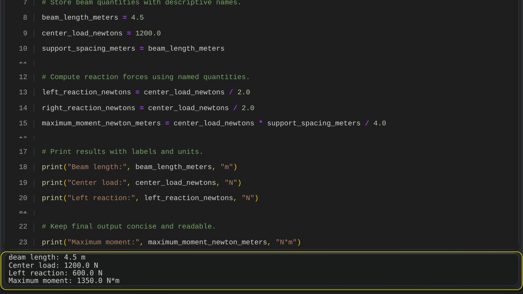This script summarizes the main structural response of a simply supported beam with a central load. It calculates equal reaction forces at the two supports and the maximum bending moment at the beam's center. It then prints the beam length, applied load, support reaction, and maximum moment with clear labels and units, making the physical meaning easy to understand.